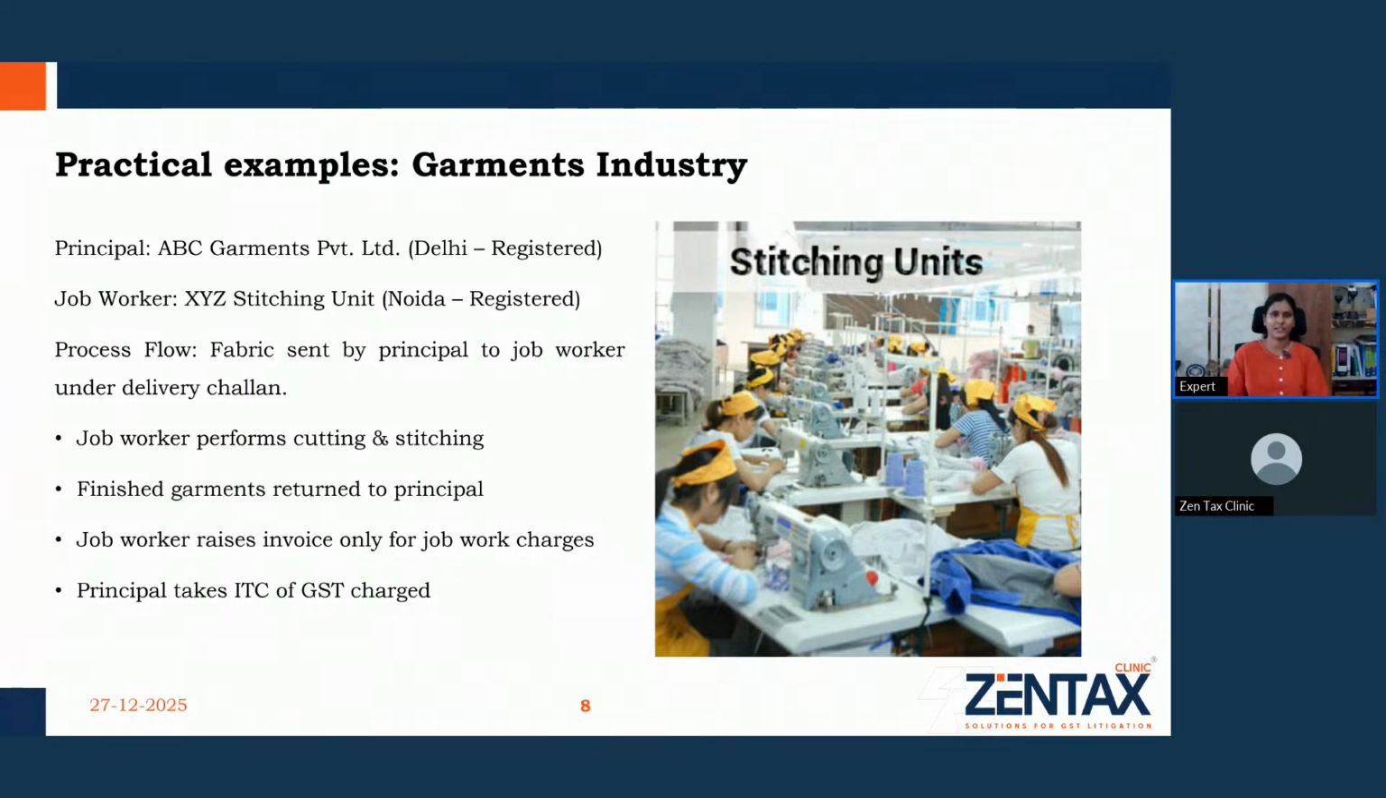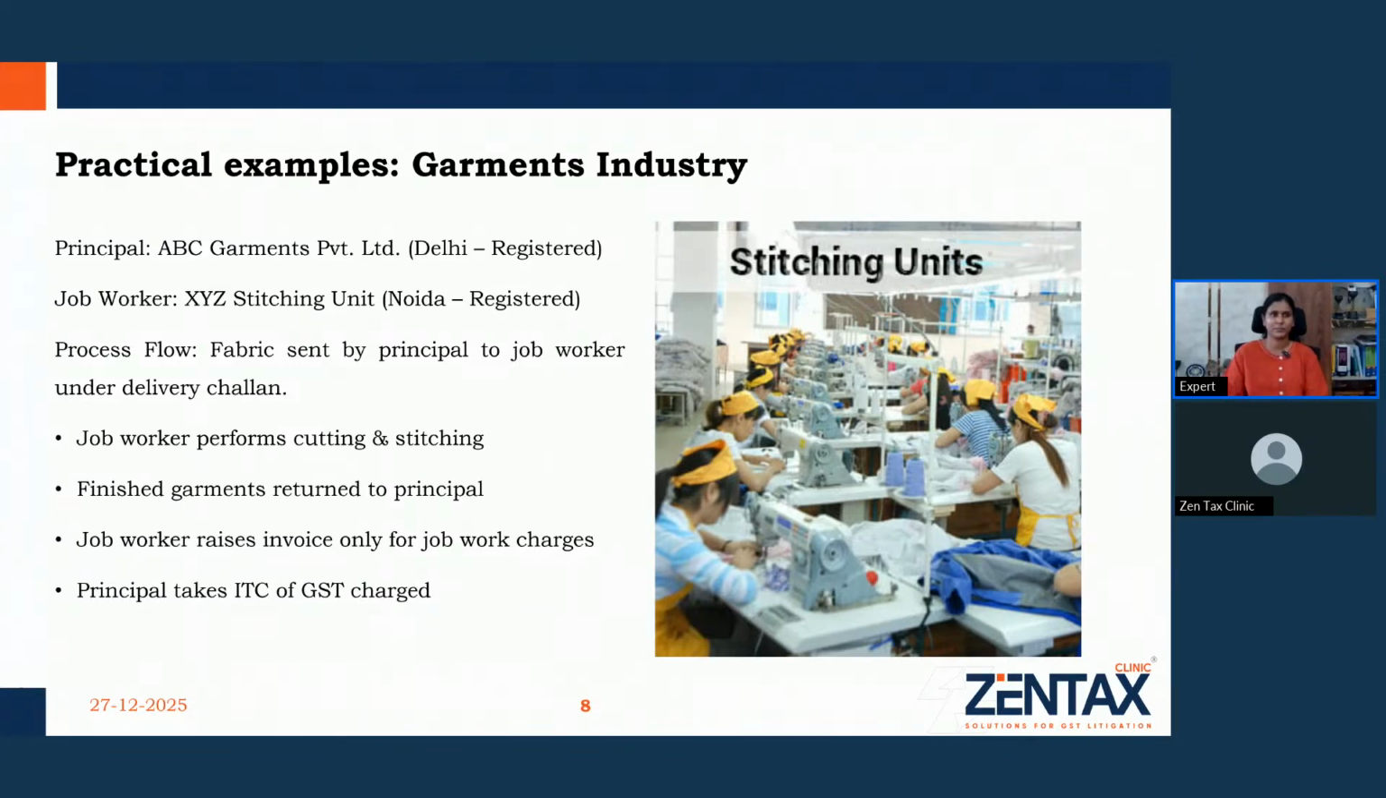To understand job work in a very simple manner, we have taken 3 real-life examples. One such major industry in which job work is very popular is the garments industry. So let us take an example to understand this. Let us take a garments business, where the principal is ABC Garments Private Limited, a Delhi-based registered person. Here the job worker is XYZ Stitching Unit, which is based in Noida. That person, the job worker, is also a registered person.